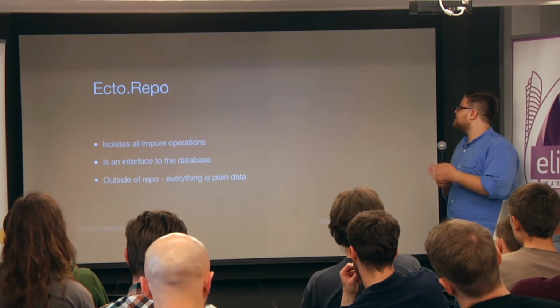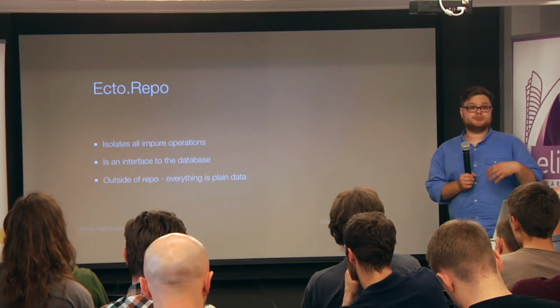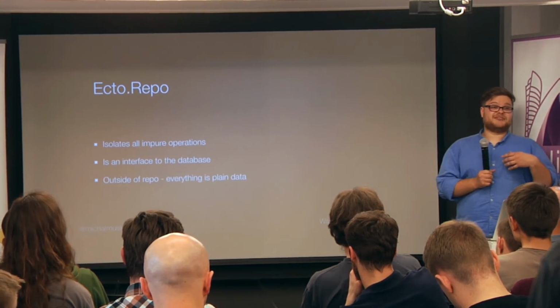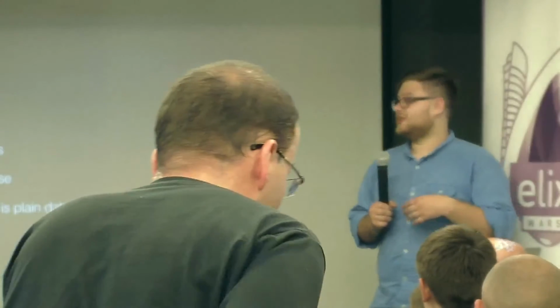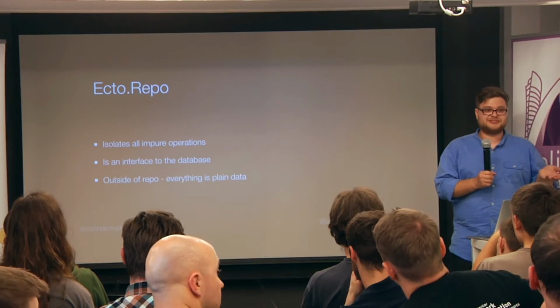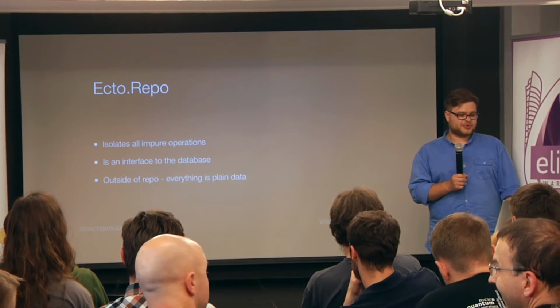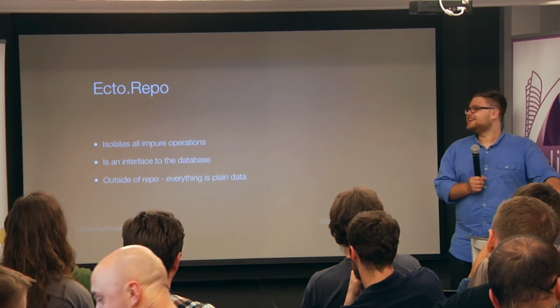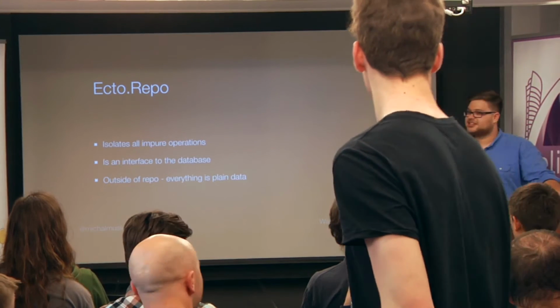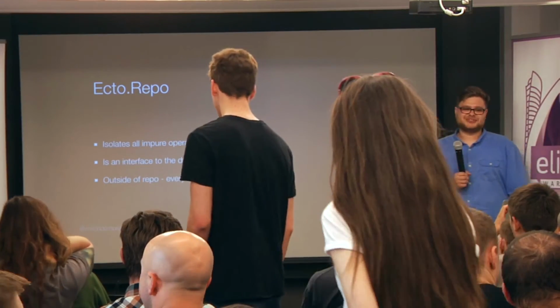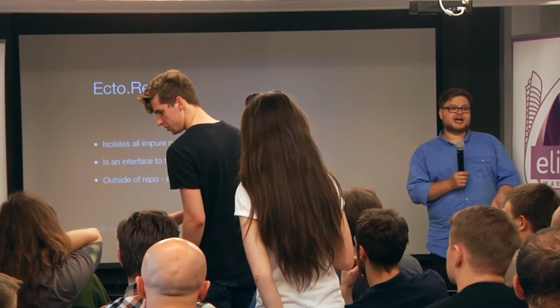So to sum it up, as I said, repo isolates the impure operations. And by impure, I mean the operations that have side effects that we don't like in functional programming, but that we have to use to actually do stuff. Because it's great to have pure functions, but we have to actually do something. An application that does nothing is not really interesting. Repo is an interface to the database, and outside of the repo, everything is plain data.